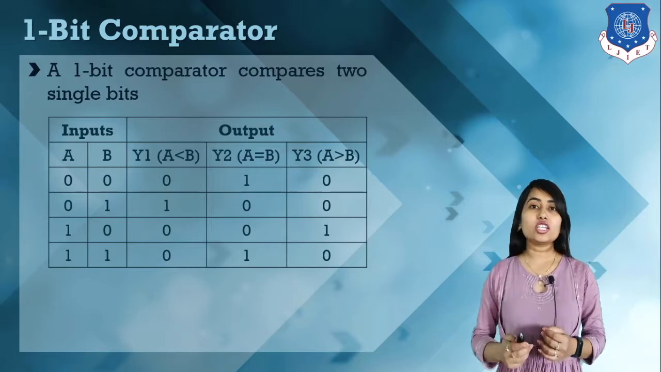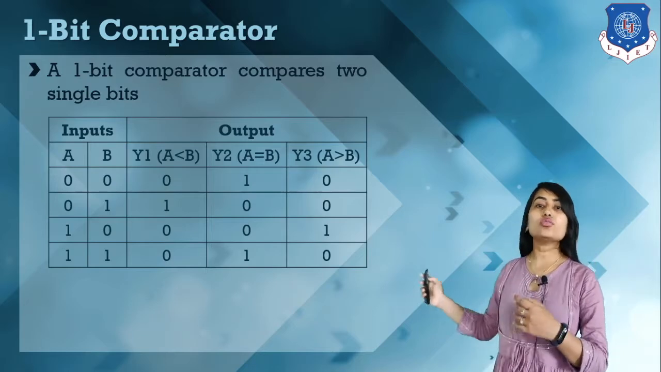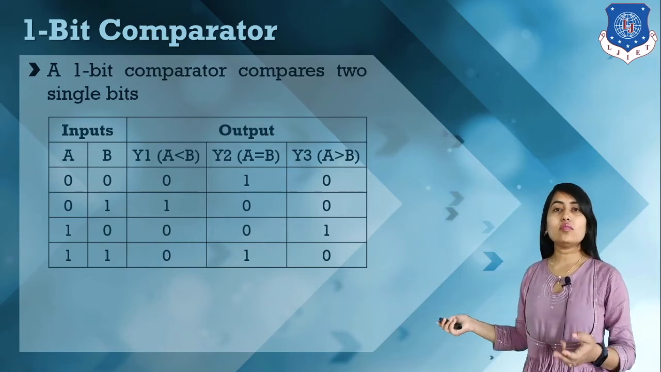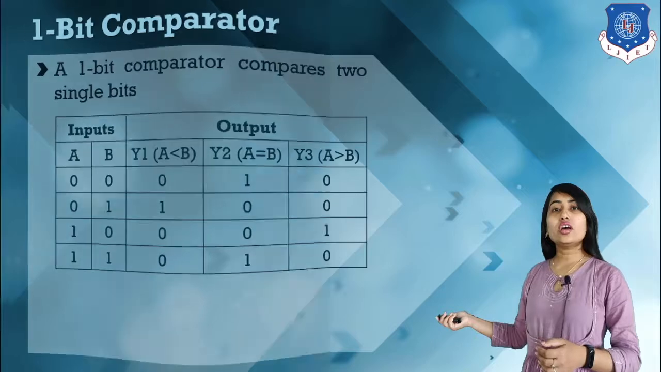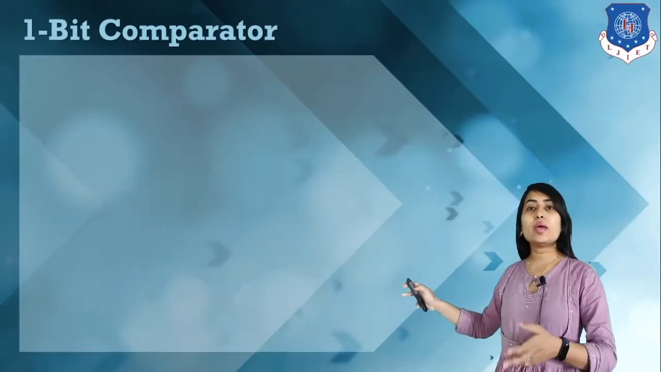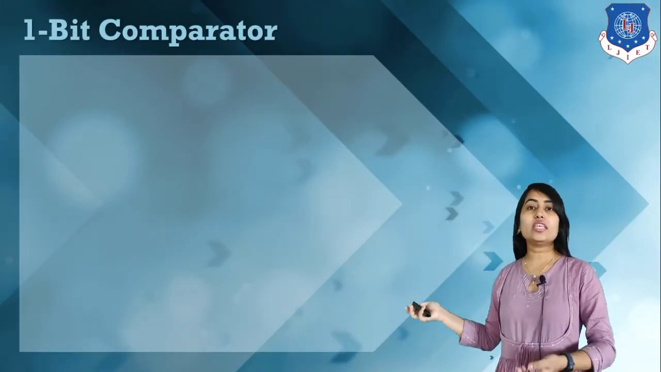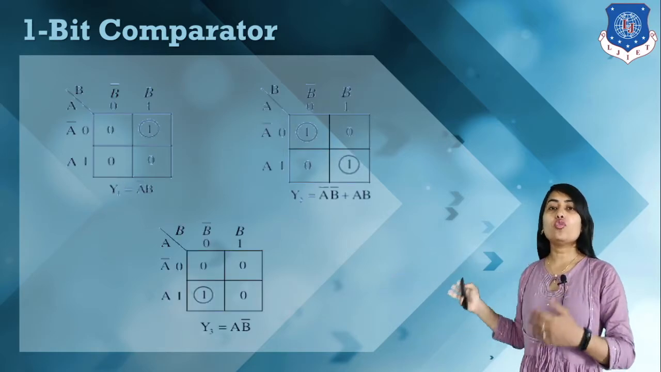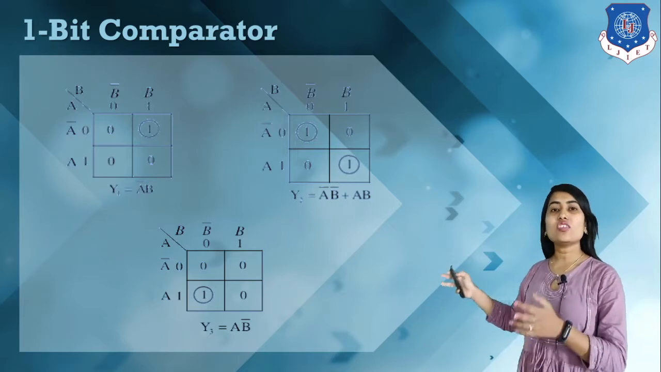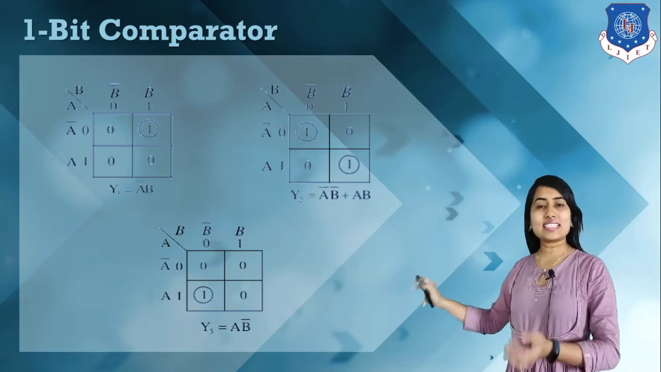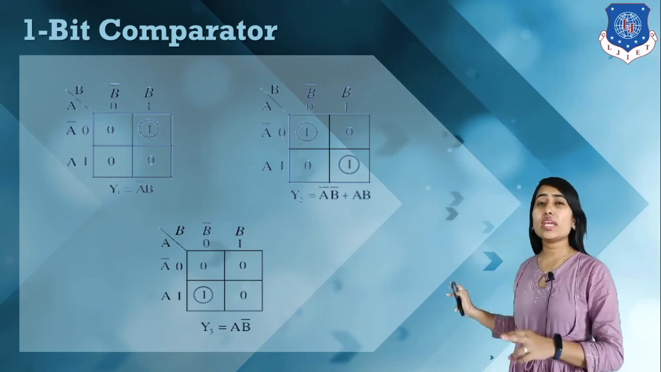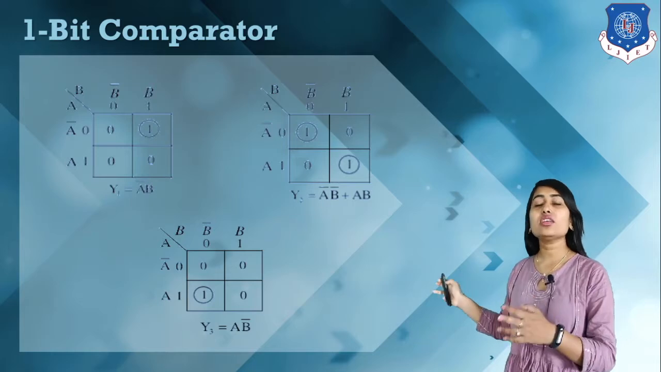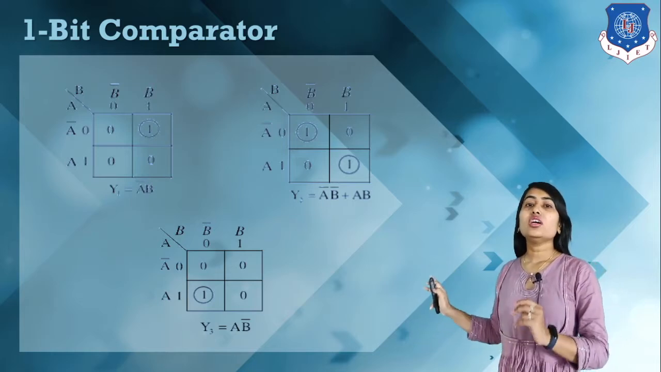Now we can calculate output expressions in terms of A and B using K-map, and then we can draw the logical diagram for the 1 bit comparator. So here we have this kind of K-map for y1, y2, y3, and here we have the logical expressions. y1 is equal to A dash B for A less than B, then y2 is equal to AB plus A dash B dash. Basically this is an XNOR operation, right? And next we have A B dash.